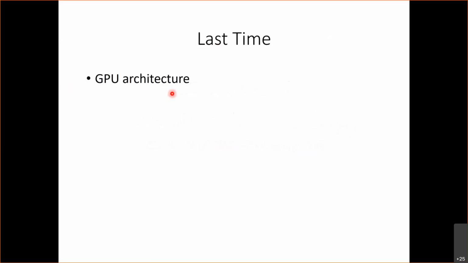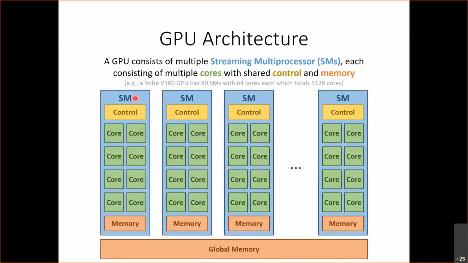Last time we talked about the GPU architecture. We said that the GPU is organized into SMs, or streaming multiprocessors, each SM having its own set of cores that share some control logic and also share some memory, and that they all have access to a global memory, which is the same global memory that we were copying data to and from in the previous lectures.